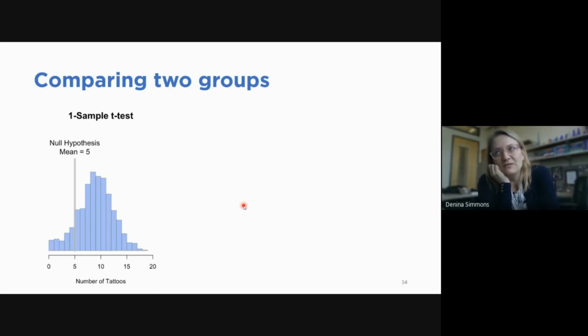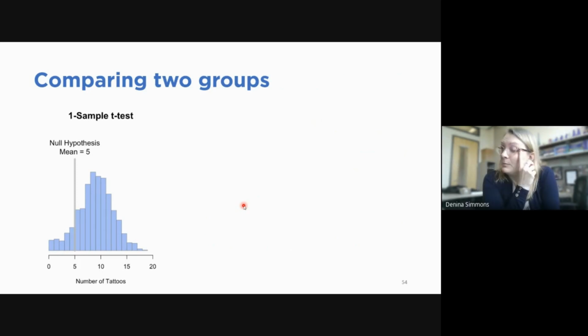So the easiest form of that is when you're comparing two groups. And there's a couple of different tests for this. The first one's called the one sample t test.